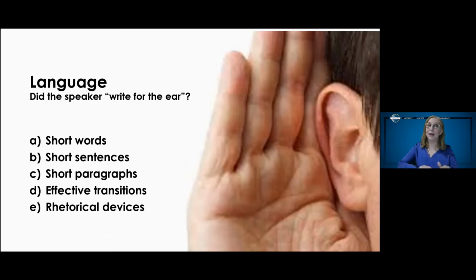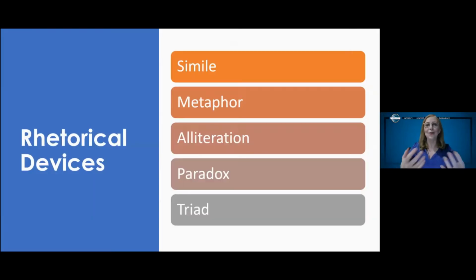I'm going to speak a little bit about rhetorical devices now, because I think the other ones are very self-explanatory. Rhetorical devices. Now, if a speaker goes to the effort of putting these into their speech, then I think we should reward them for that in our evaluation, because these are not always easy to accomplish, but they certainly raise the bar on the level of the speech. Similes, metaphors, alliteration, the paradox, and the triad. So let me share a couple with you.